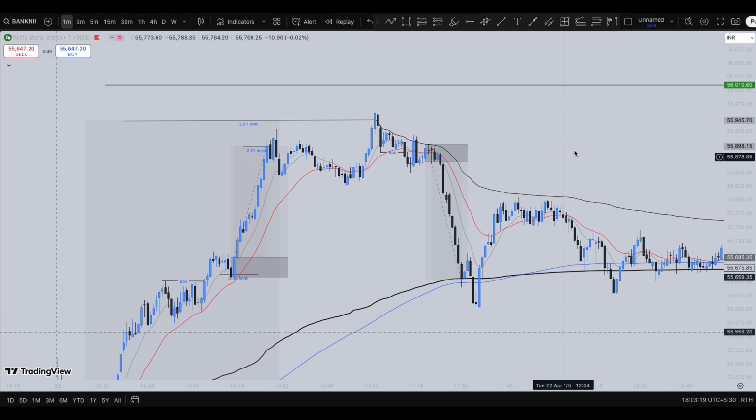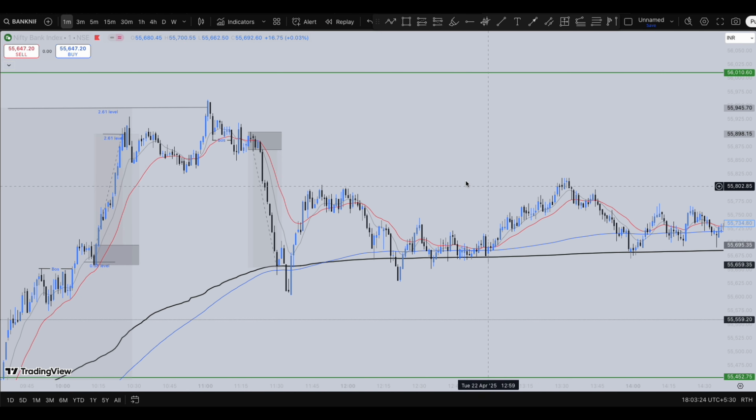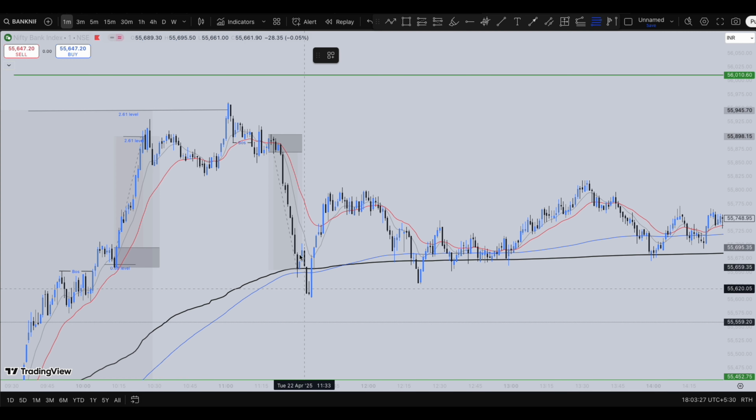There is only one confluence for you to take a short position over here, and that is this candle over here. And you see the aggressive selling towards the downside.